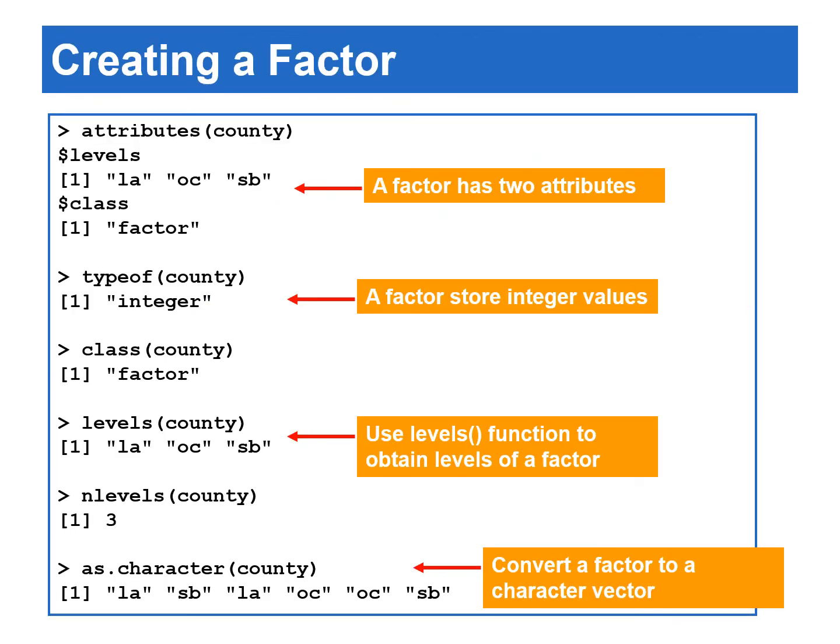Using the attributes function for a factor returns two attributes, one is levels, and the other is class. Since a factor is built on top of an integer vector, the internal storage mode is integer. The levels function returns the levels of a given factor, and nlevels returns the number of levels. To convert a factor to a character, we can use the as.character function.